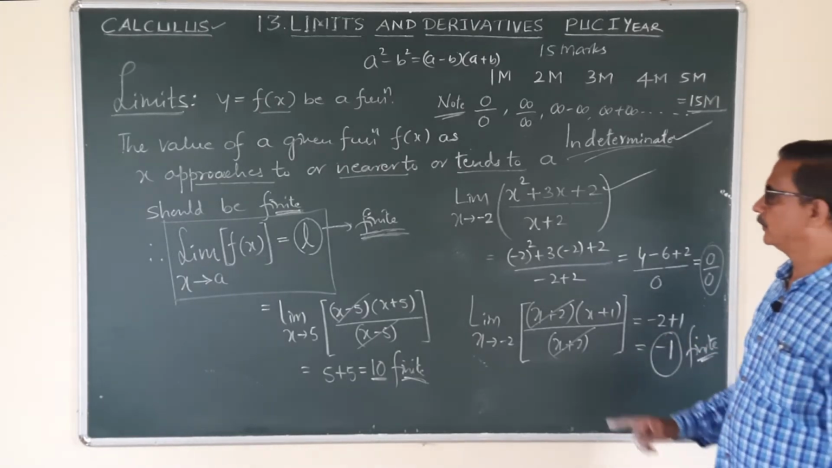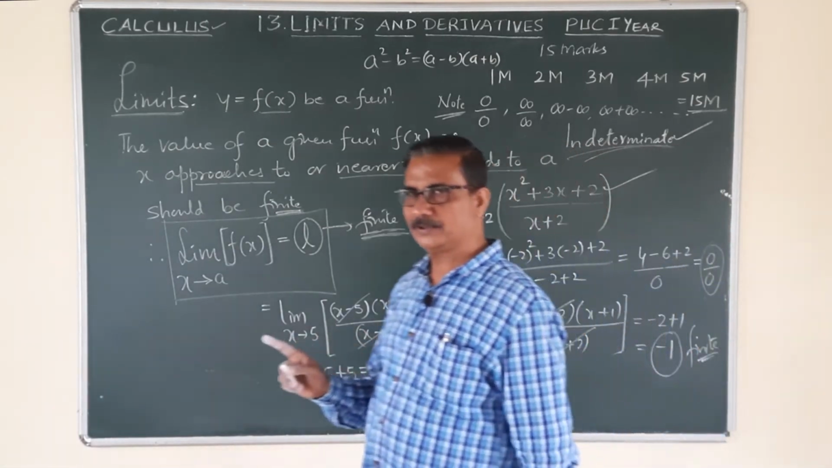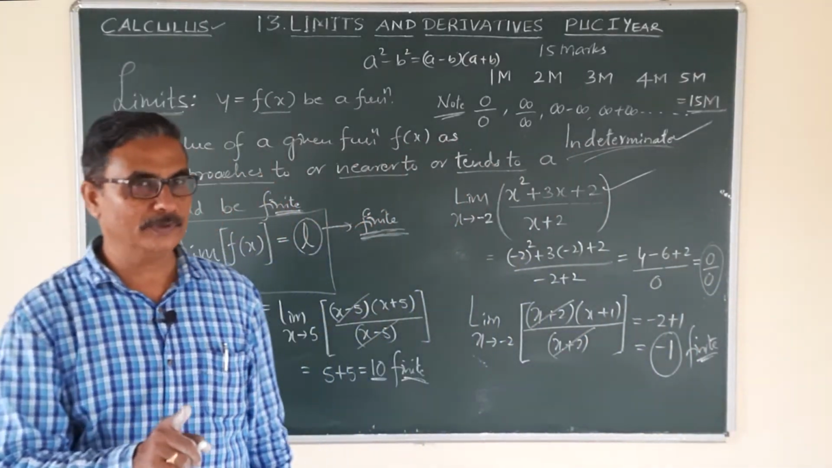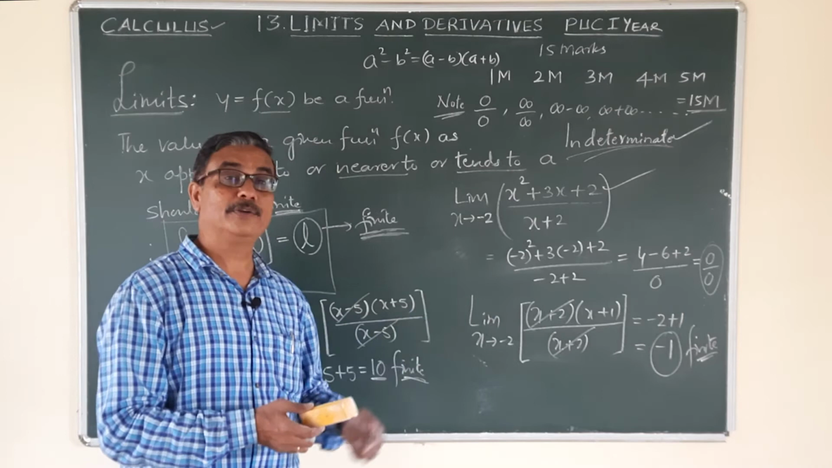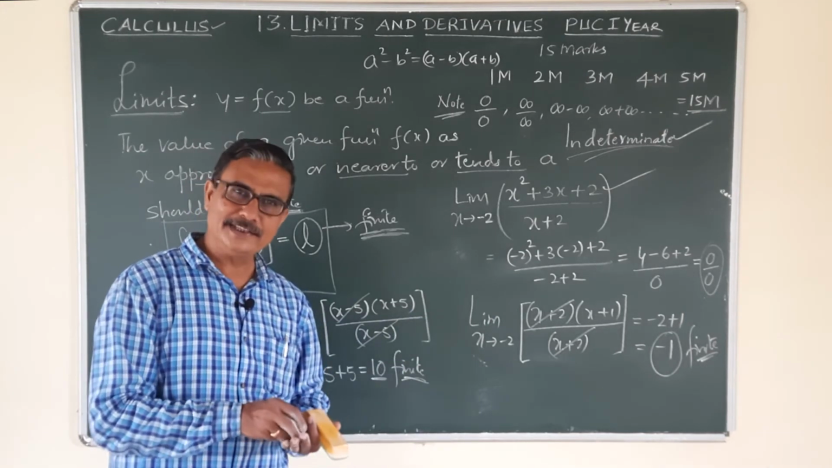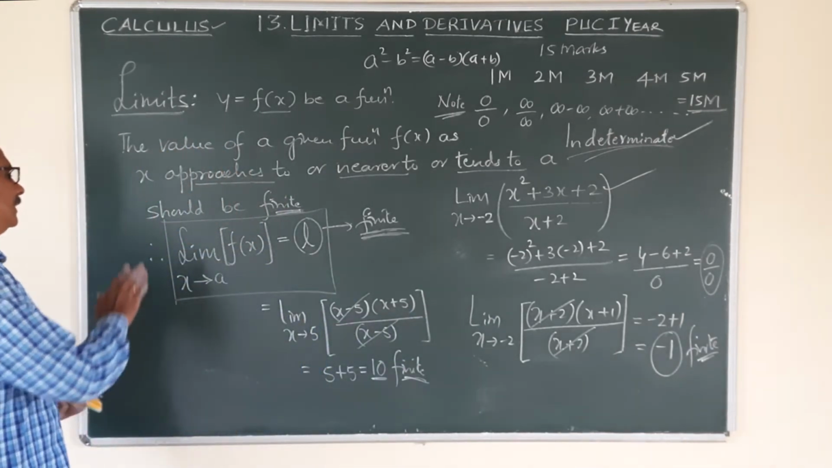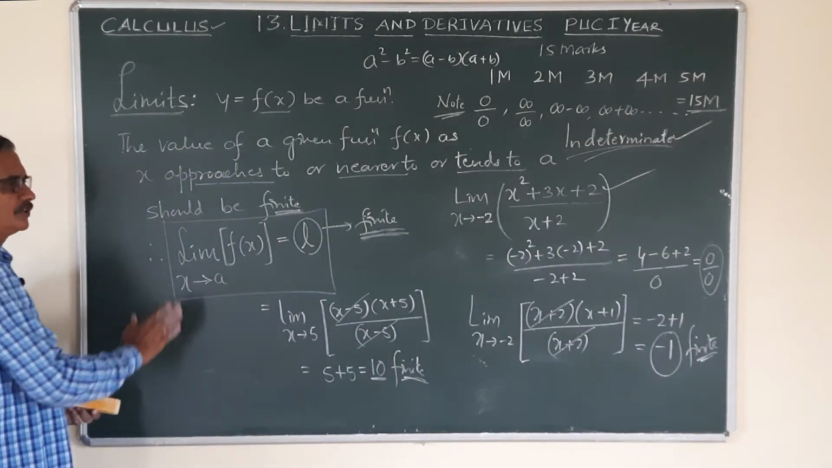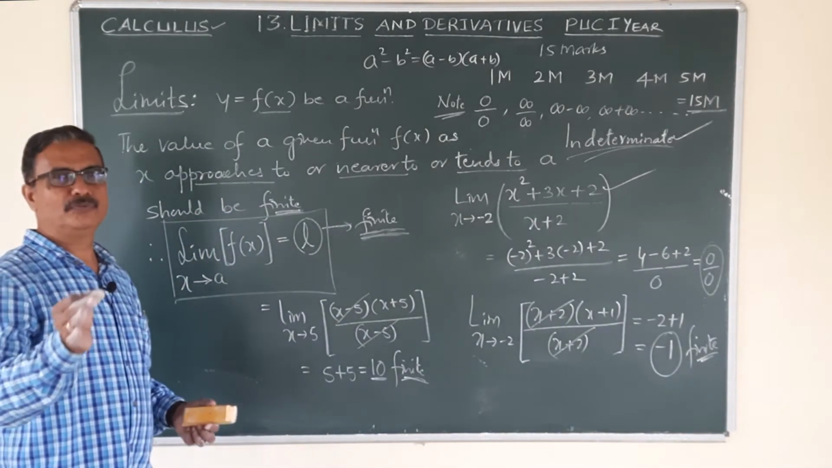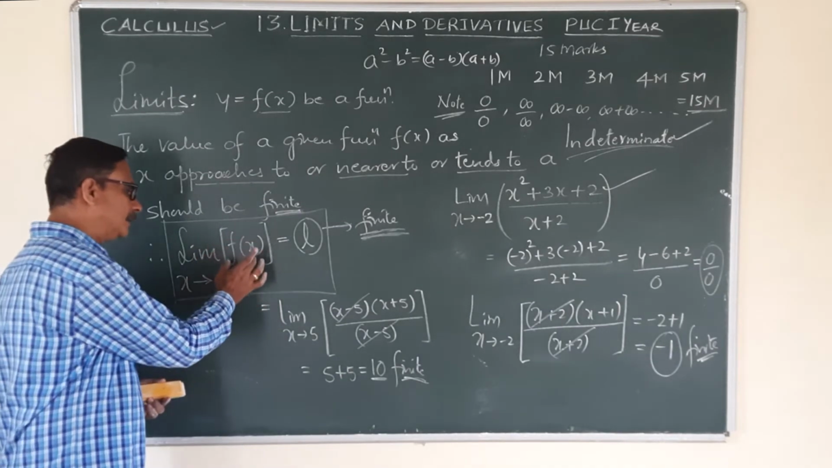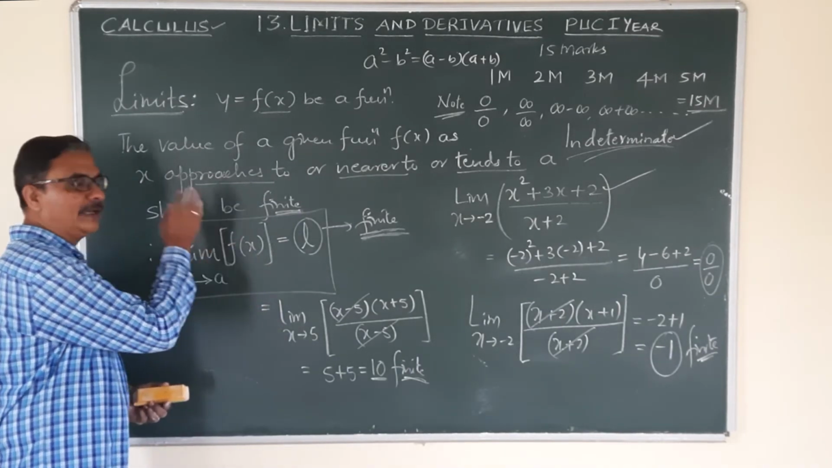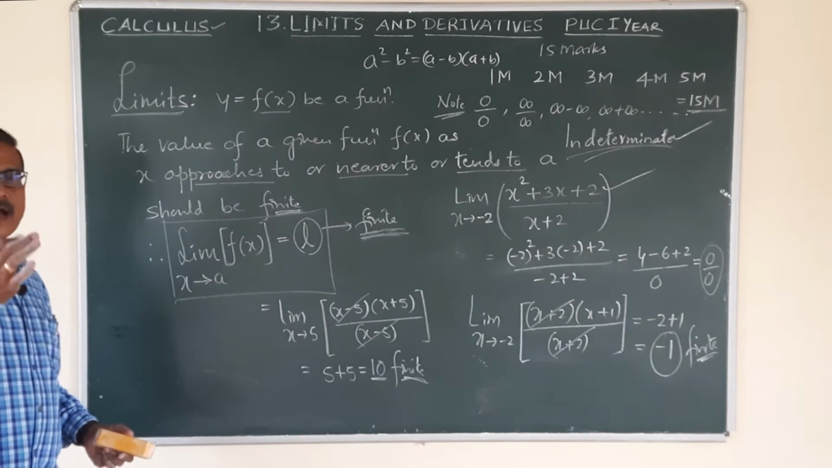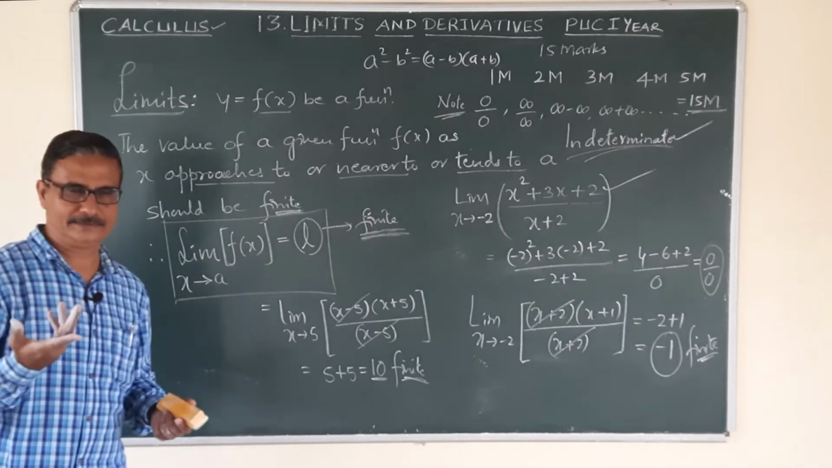Right? If infinite or indeterminate comes, then we have to simplify it, until the answer is finite. Okay? In the general definition of limit, the value of the given function f of x as x approaches a should be a finite value. When you substitute the value of x in the given function, the answer must be finite. Clear?